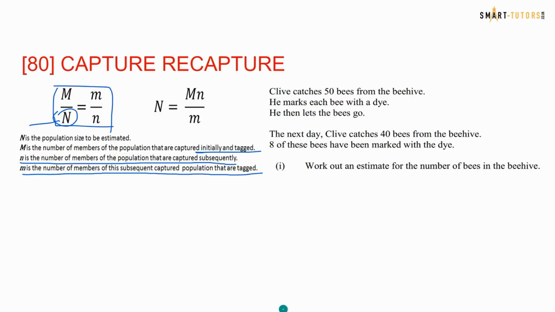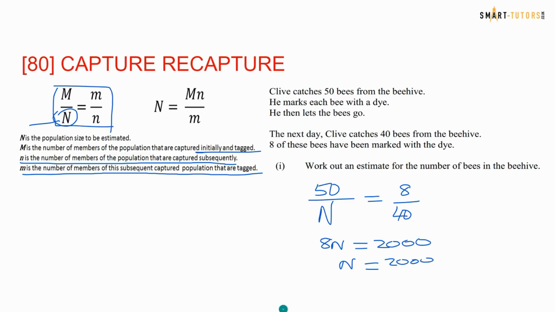Clive catches 50 bees from the beehive. So first day 50, we don't know the total number N. He marks each bee with a dye. He then lets the bees go. The next day Clive catches 40 bees. Out of 40, 8 of them have the tag. So you times 8 times N equals 2000. N equals 2000 divided by 8. So it's going to be 1000 over 4, which is 250. So the total number of estimated bees in the beehive is 250.